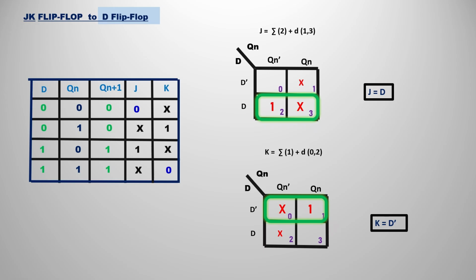Finally, as we have only 2 variables, that is D and Qn. Once again I am saying, we should not consider the next state output, that is Qn plus 1. That is our final output that we should not take. So we should consider here only 2 variables, that is D and Qn.